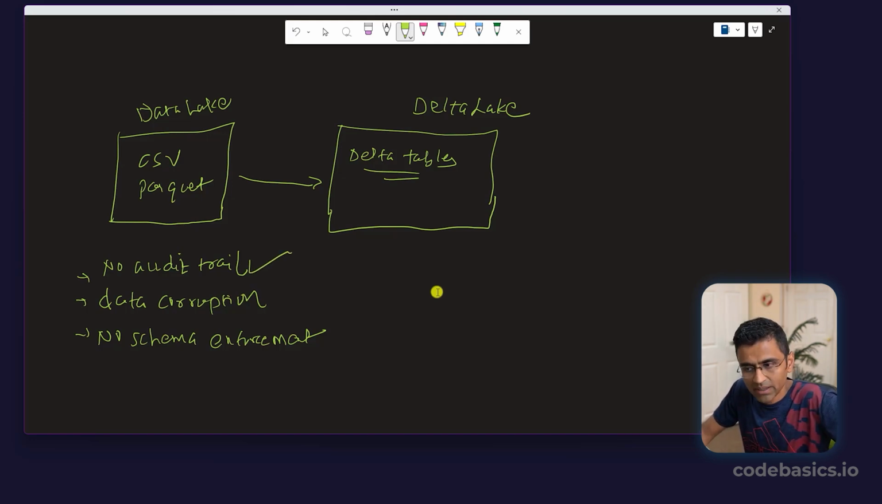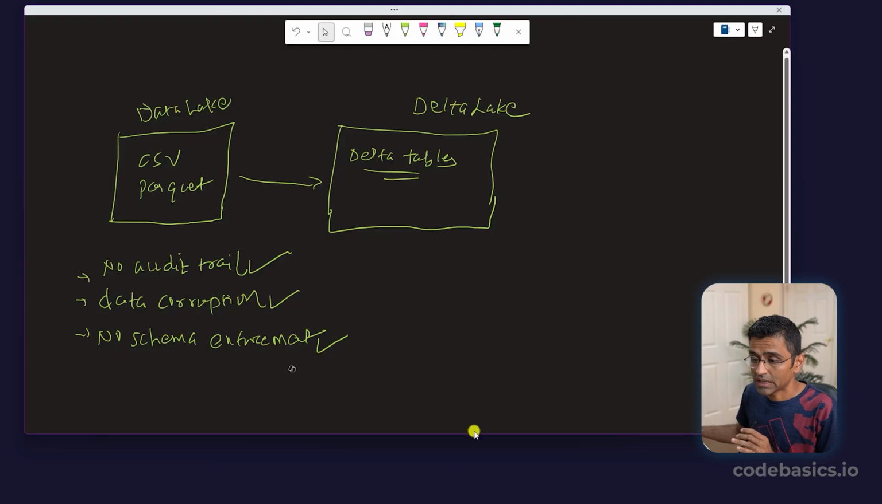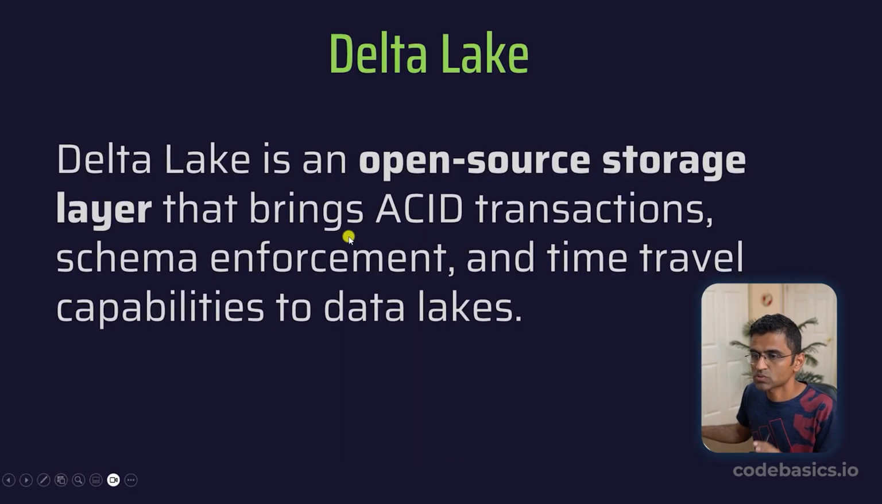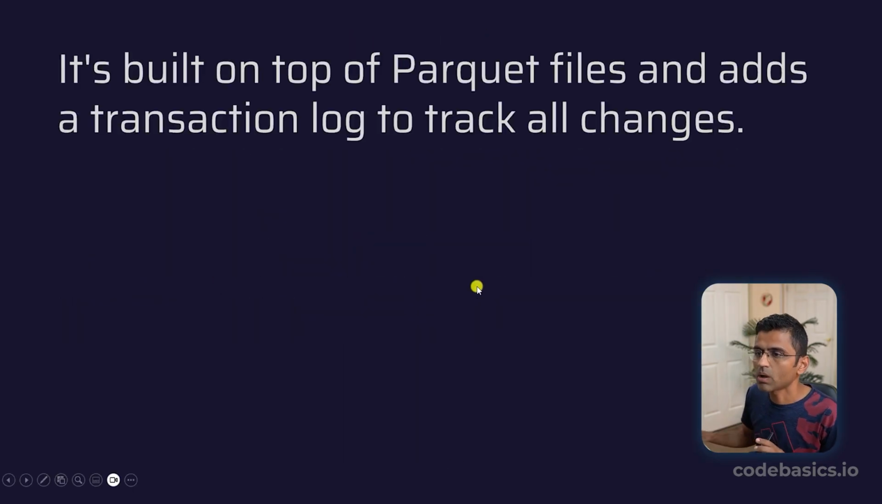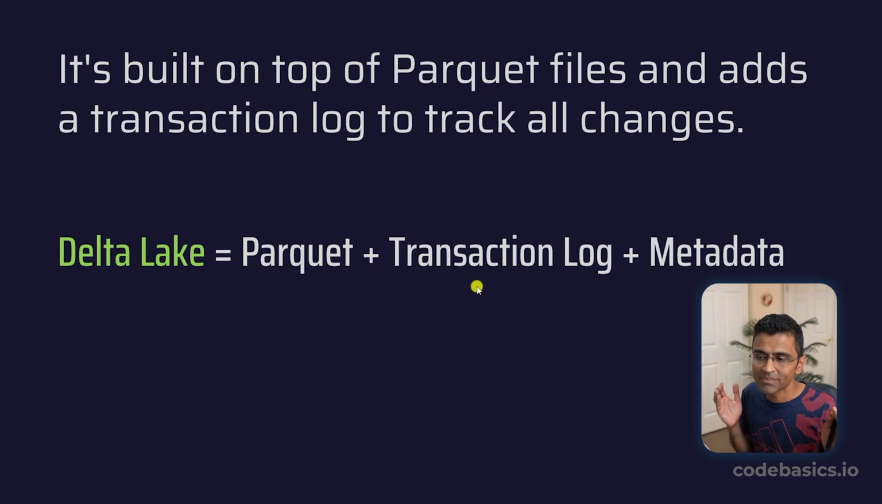So it solves this problem. They are ACID compliant, so it solves data corruption. They are just like a relational database, so they will solve schema related issues as well. So they will prevent the data corruption. It's an open source storage layer that brings all these benefits. It is built on top of Parquet files and adds a transaction log to track all the changes. In short, Delta Lake is equal to Parquet files, transaction logs plus metadata.